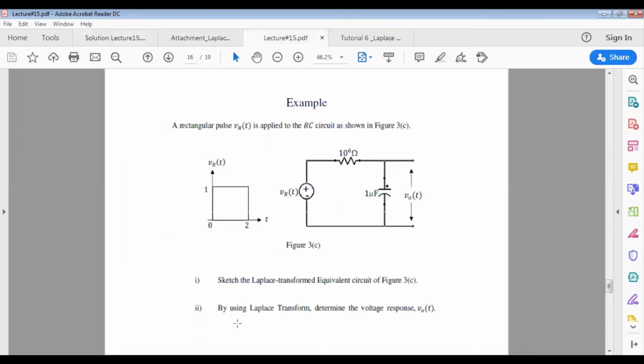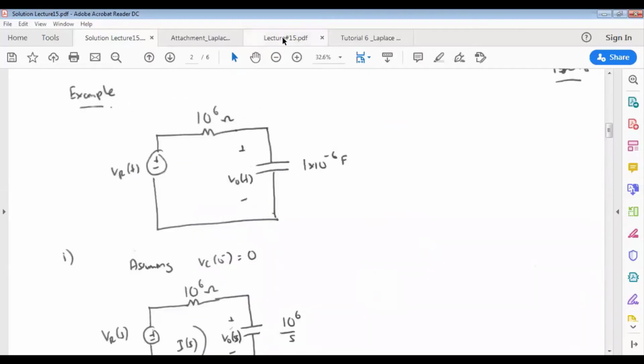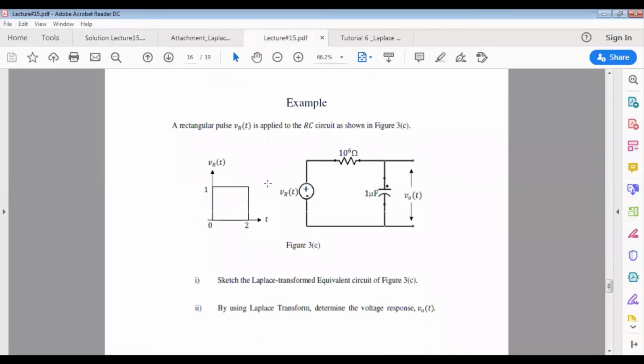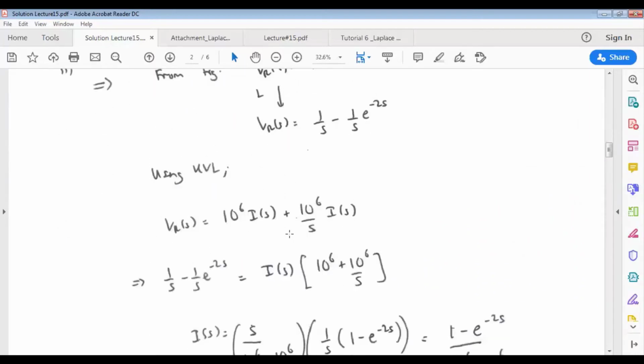Number 2 is by using Laplace transform, determine the voltage response of V_o(t). We first need to write V_R(s). Knowing that V_R(t) is like this, we can write V_R(t) in terms of step functions: u(t) minus u(t-2). In terms of Laplace transform, it becomes 1 over s minus 1 over s exponential of negative 2s. That should be V_R(s).